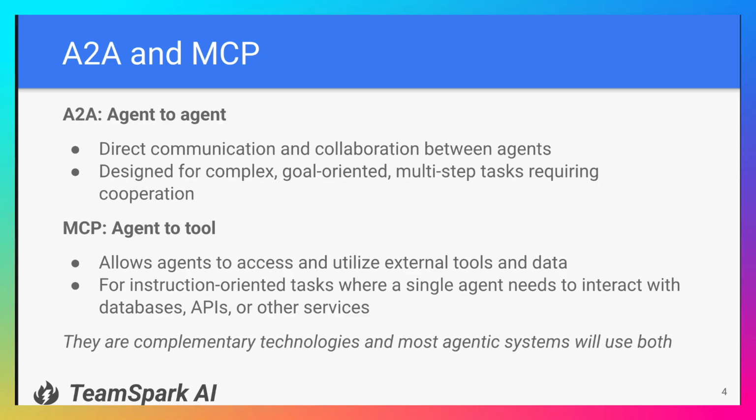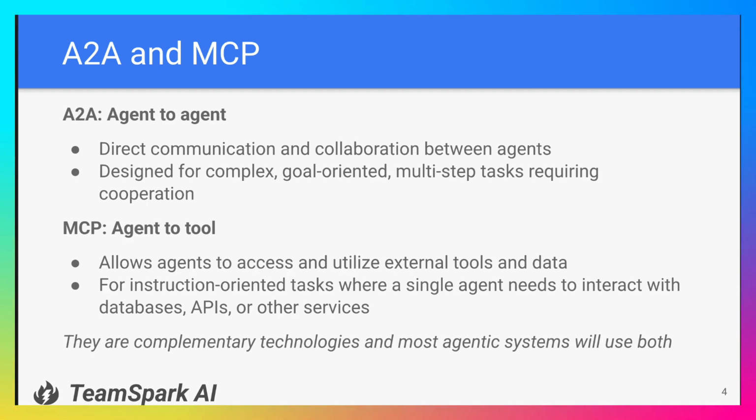So how does it relate to MCP, or Model Context Protocol? A2A is agent to agent. MCP is agent to tool. So really, A2A is about collaboration between agents. And it's when you have a task that is complex or goal-oriented or requires multiple steps or maybe some kind of reasoning or usage of multiple tools.